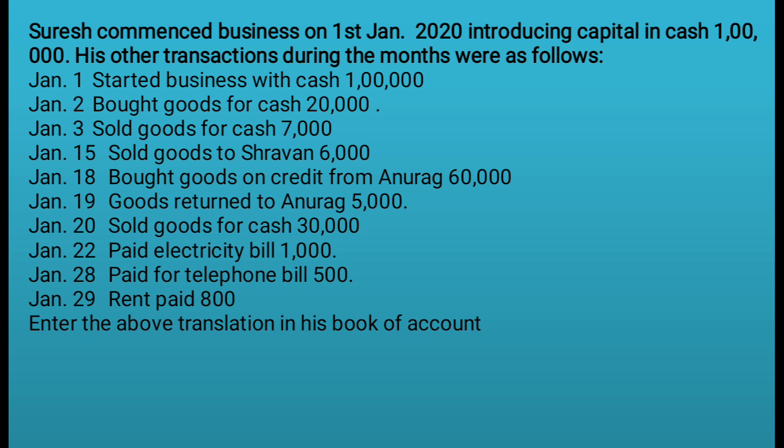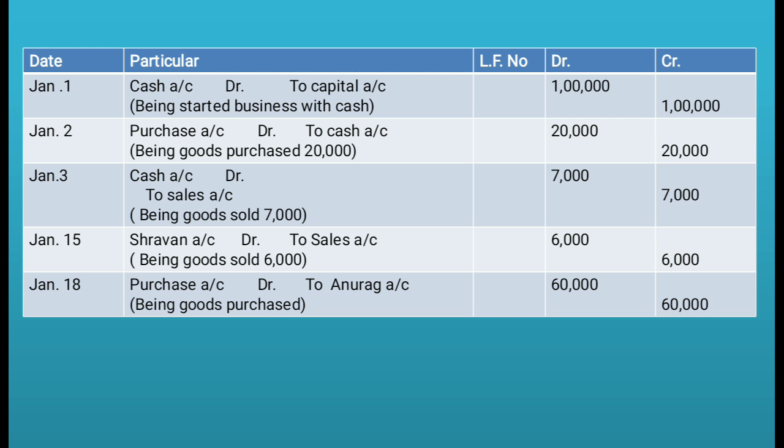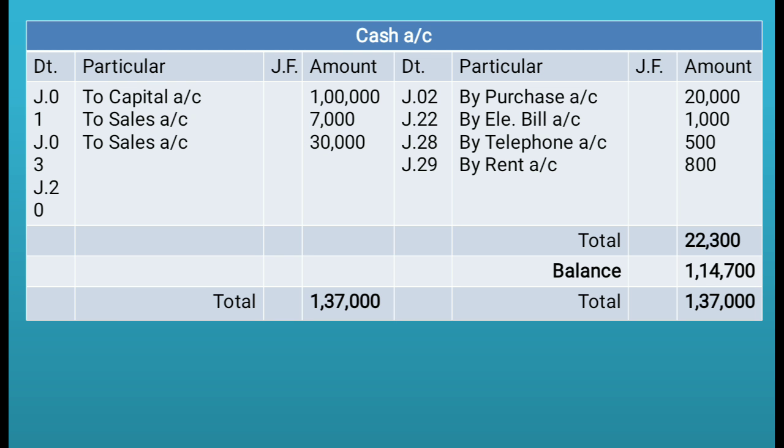So one more question we have. We have started by introducing capital in cash, rupees 1 lakh, and we have other transactions. So we have started business with cash rupees 1 lakh and bought goods for cash, sold goods for cash, and like that, so that you can check your journal entries once. After checking your journal entries, you have to prepare your ledgers. Here we have journal entries. After the journal entries, here we have our accounts.